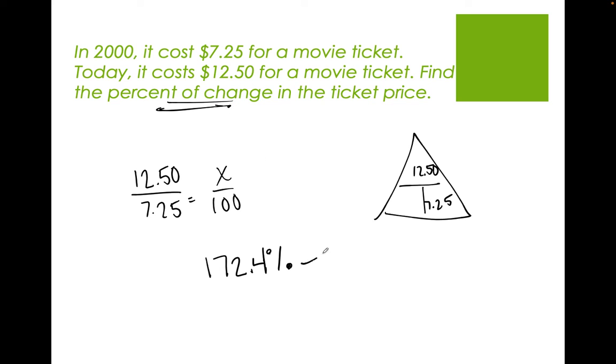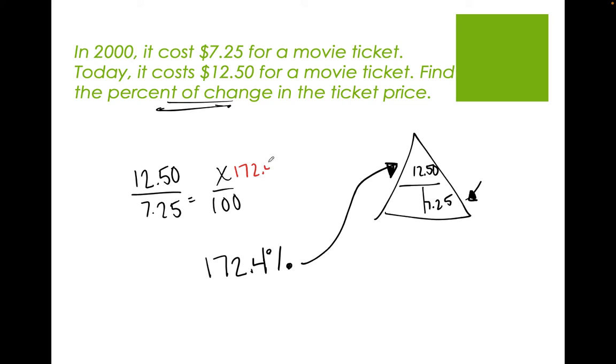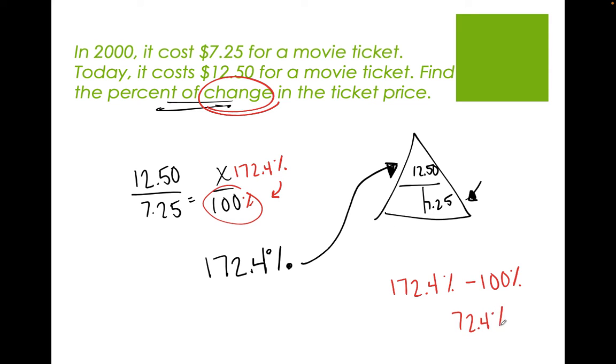This is what percent the new price is compared to the original. If we remember that the new price is 172.4%, but the original one was only 100%, we're still trying to calculate by what percent these values changed. So to do that, we can take 172.4% and find the difference between that and the original, which is 100%. That gives us our original or same answer that we came up with earlier of 72.4%.